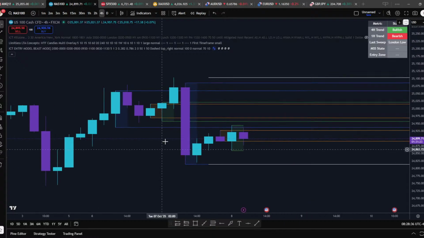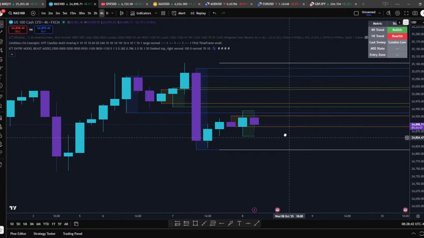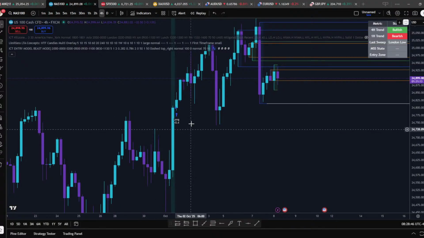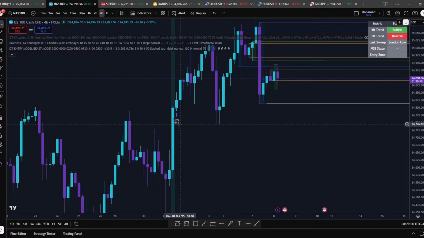Now, some people will draw the 4 hour fair value gap here. They'll draw it out, which is good. However, if there's a 4 hour here, for example, you could draw out this fair value gap because it's a strong draw on liquidity. If it breaks these lows, then chances are it's coming here. This is inside a 4 hour fair value gap. It is a very strong draw on liquidity.